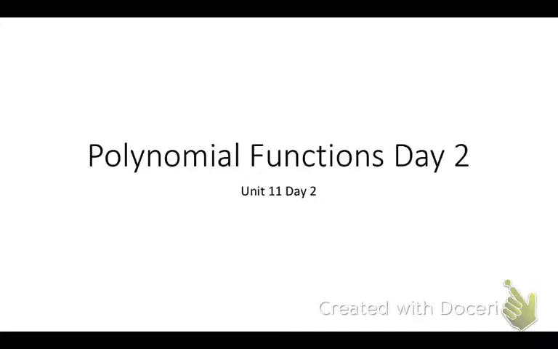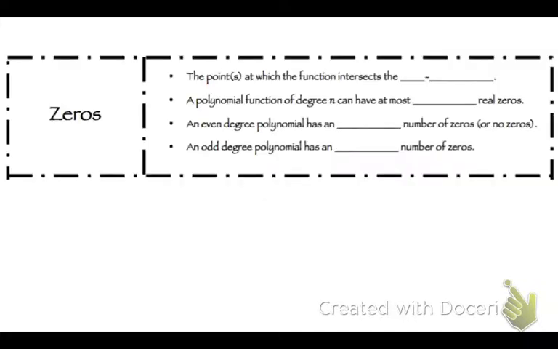All right, polynomial functions, day 2. So this time we're talking about zeros and multiplicity. The point at which the function intersects the x-axis, that is a zero. A polynomial function of degree n can have at most n real zeros. So if it was a third degree polynomial, it could have 3 real zeros. That's how many possible zeros there are.